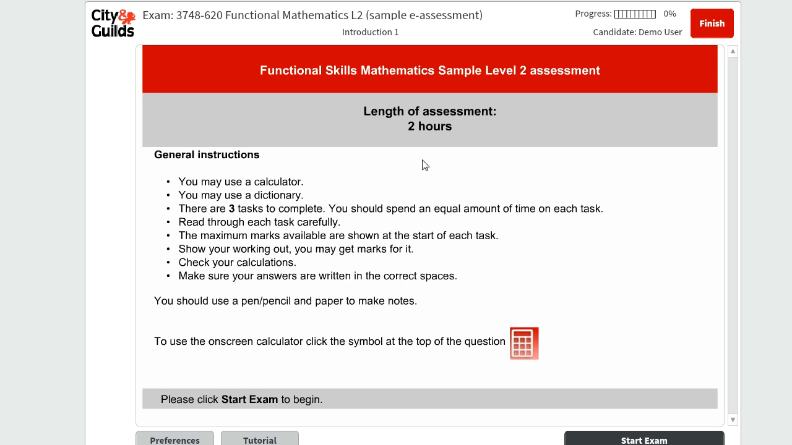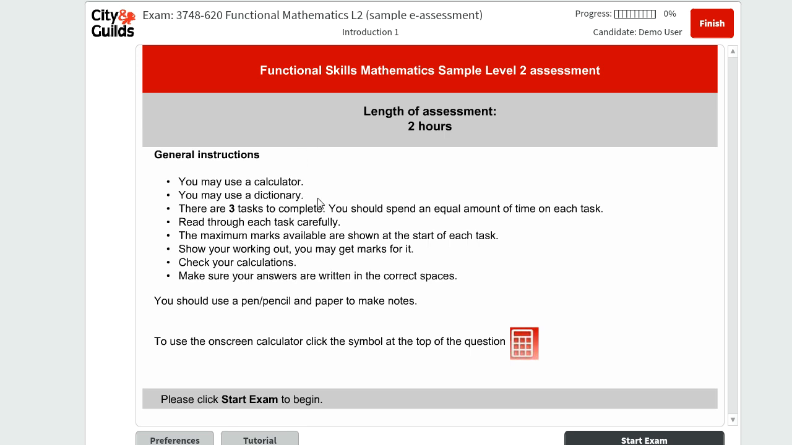We know that this is the Functional Skills Mathematics Sample Level 2. The length of the assessment is 2 hours. As this is a demo, you'll be given 4 hours to complete it, but try to stay within the 2 hours, as this will give you a realistic idea of how much you can complete in the actual exam. The idea is for you to practice and improve your skills as well as how long it takes you to complete the actual exam. You may use a calculator, you may use a dictionary.